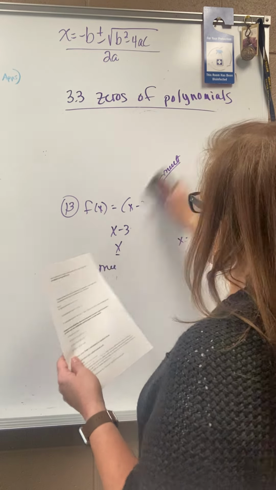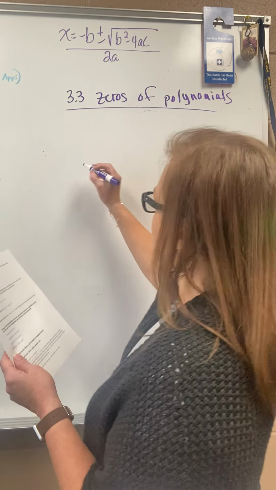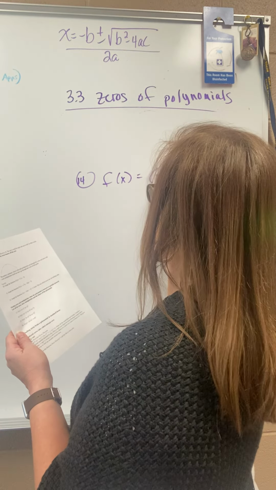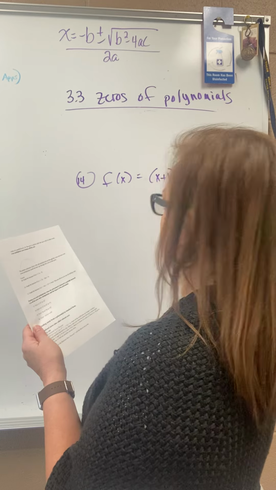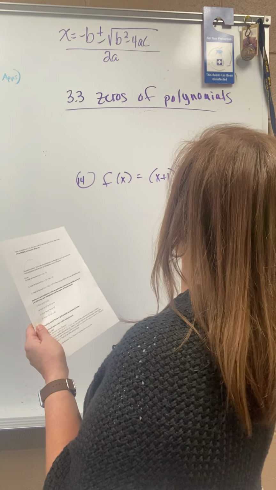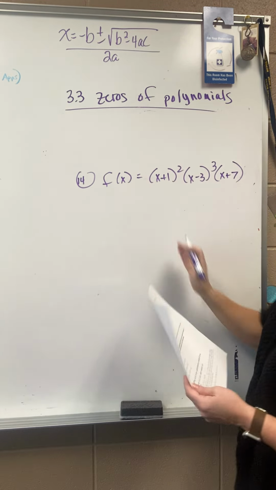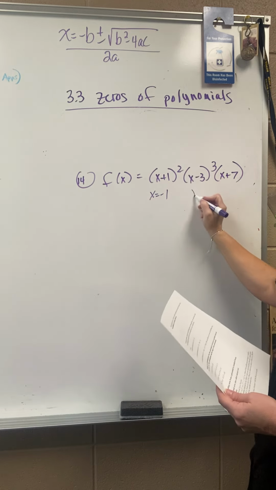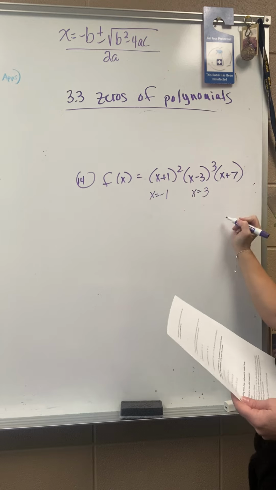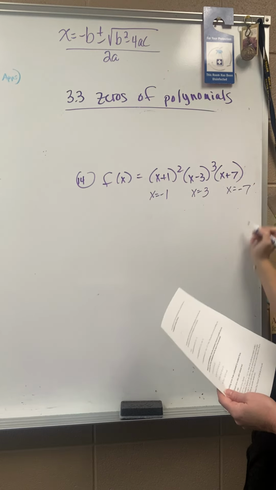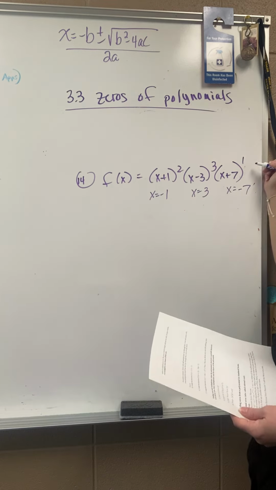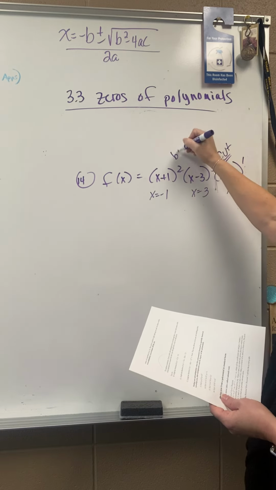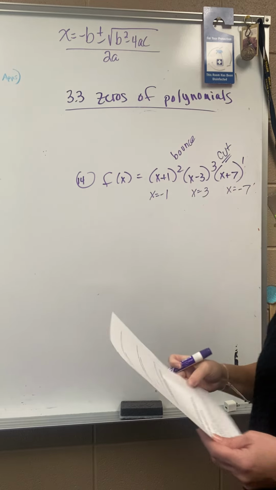Okay, try number 14. Same question. F of x equals x plus 1 squared, x minus 3 cubed, and x plus 7. So here we have x is negative 1, multiplicity 2. So it bounces there. X is 3, multiplicity 3, and x is negative 7, multiplicity just 1. So these are cuts, and this is a bounce if we were graphing.